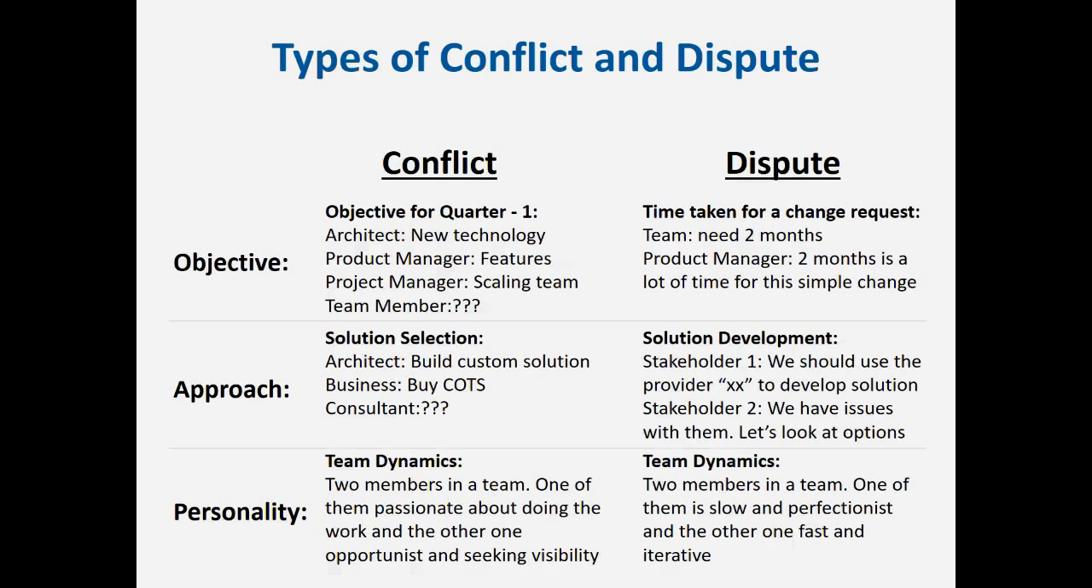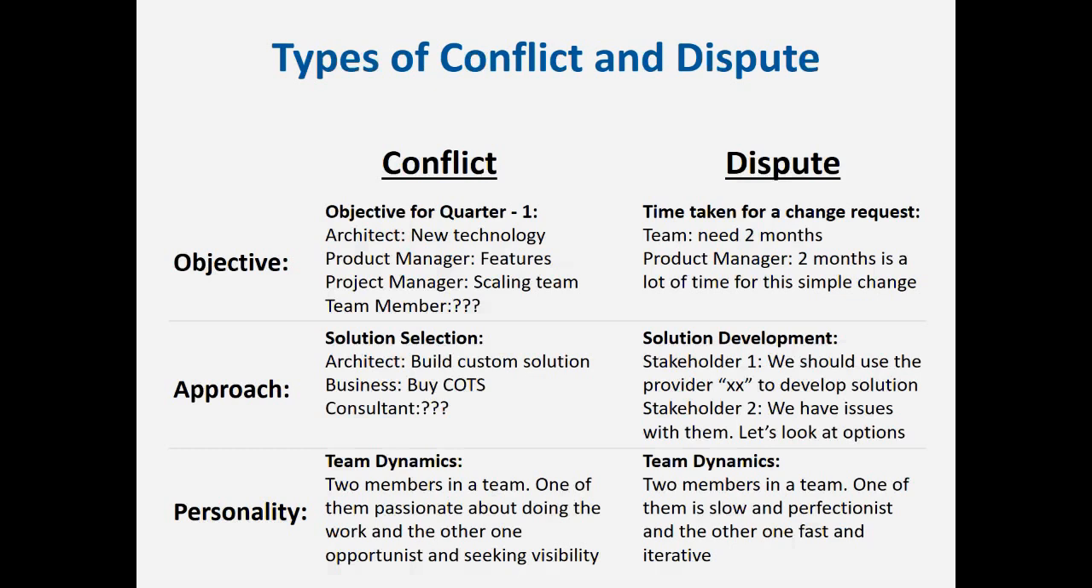The other is two members in a team. One of them is very slow and a perfectionist. The other one is very fast and iterative. They just have two different styles, but they're both passionate about doing the same set of work. It's just the style that they adopt, which is totally two extremes in the way they do their work.